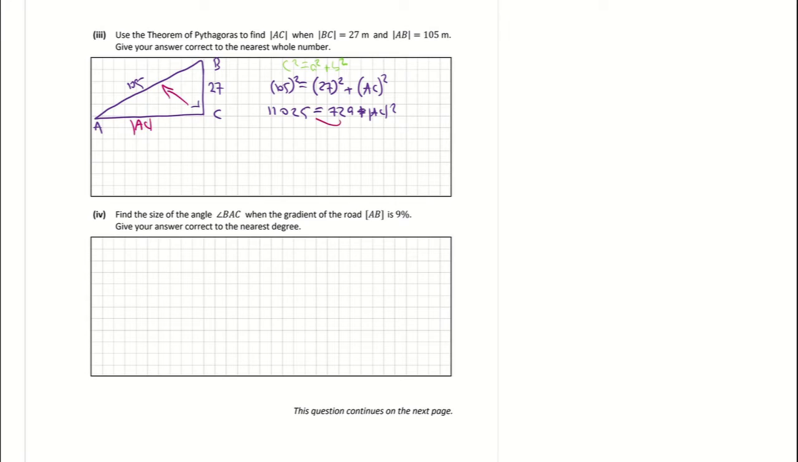If I subtract 729 from both sides, that's 11025 minus 729 is equal to AC squared, which is 10296. If I get the square root of both sides, that'll solve for AC. So AC is equal to 6 root 286. Hit the SD button there and that will get you 101.47. The question wants it to the nearest whole number, so therefore AC is equal to 101 meters.